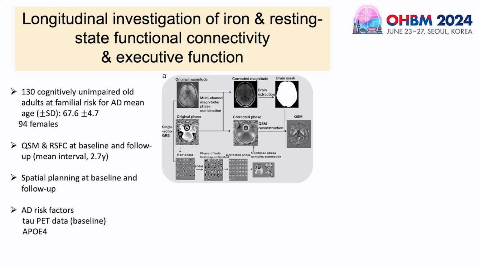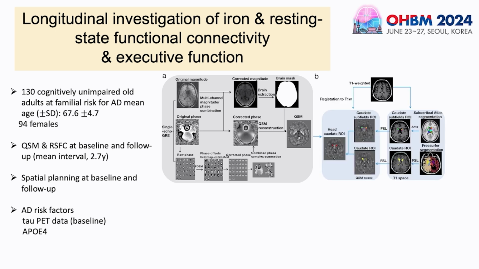And then these corrected images were submitted to the TGV pipeline to do QSM reconstruction, and then we got the QSM map. Next, to obtain the head of caudate ROI in QSM space, we combined the caudate ROI generated by FreeSurfer segmentation and the caudate subfields ROI generated by an fMRI-based subcortical analysis.